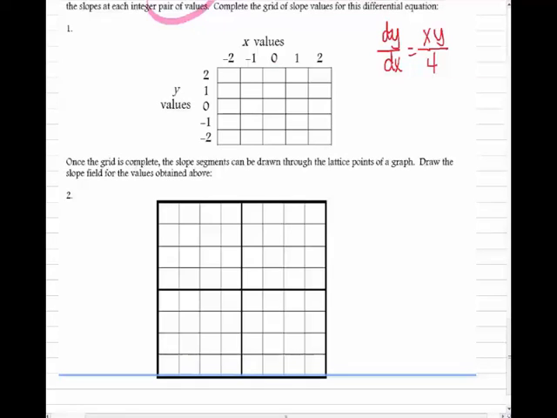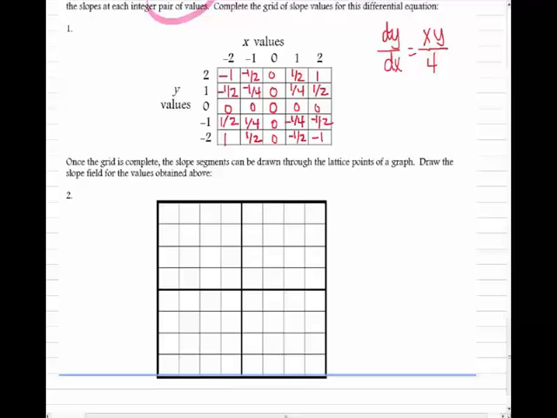So for instance, when x is 0, you should be able to tell pretty quickly that dy/dx is 0. And when y is 0, dy/dx is also 0. So these are all lined up in here as zeros. And then the other ones are a little bit easier to work out. It's the product of the two divided by 4. So the product of x and y divided by 4, and just fill them out across. Negative 2 times 1, divided by 4. And notice there's some symmetry in the numbers. So this here is 1/2. This is going to be a positive. So I hope I got all of those right.